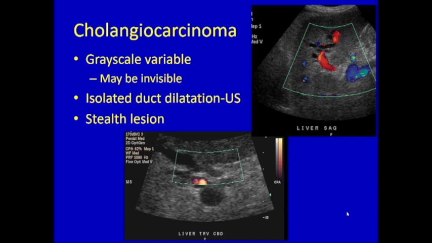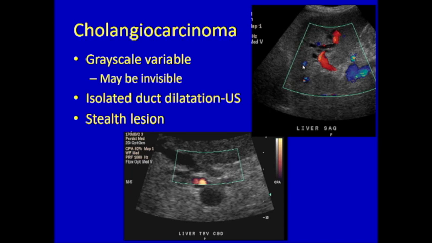So cholangiocarcinoma, how do you pick it up? The grayscale, again, is variable. It may be invisible. Remember, it's a stricturing lesion, so you may not actually see much of a mass, okay? Isolated duct dilatation should make you think, is there a cholangio somewhere in there?